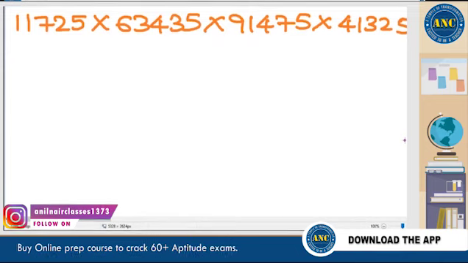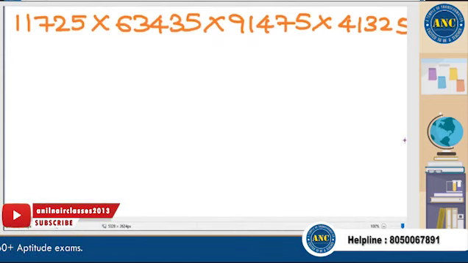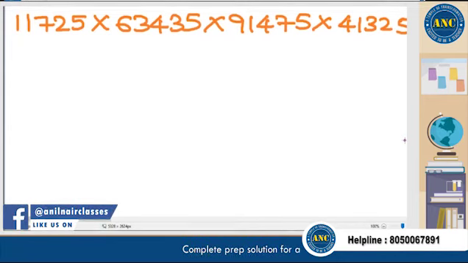One way of finding the last 2 digits is to multiply all the numbers, take the final answer, and get the last 2 digits. But if you do that method, this will probably be the only question you will solve in the exam, and we are not interested in that kind of methodology.